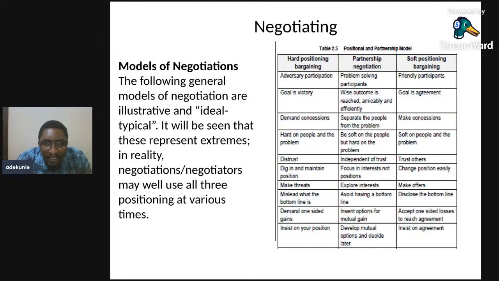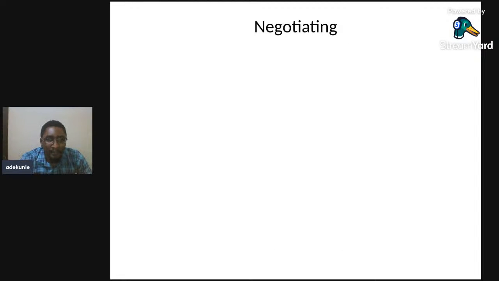Same thing for soft bargaining. You're friendly with your participant. You're not an adversary. Your goal is agreement, not victory. You want to make concession, not demand concession. You can see these as different models of bargaining: hard bargaining, partnership bargaining, and soft bargaining. These are the different models that come with bargaining.